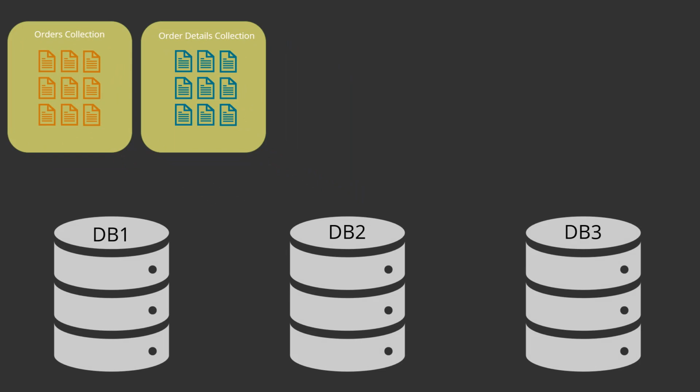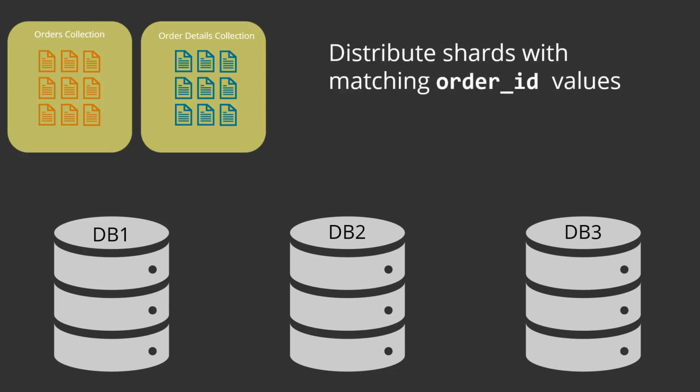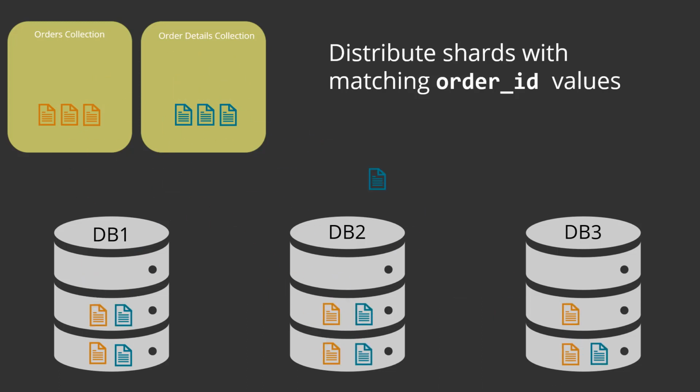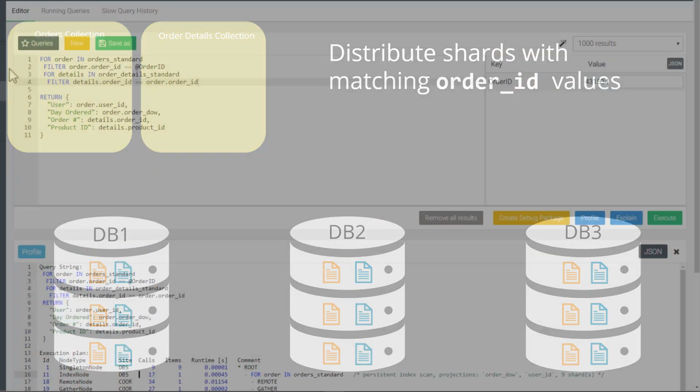SmartJoins allows us to set up our collections and have them sharded together based on this attribute. So our documents with matching order IDs from both the orders and order details collections will be co-located on the same database server. So when we perform our lookup, rather than having to go back and forth between the coordinator, it will be able to find all of the necessary documents on the same server. Let's hop back into the web view to set this up now.